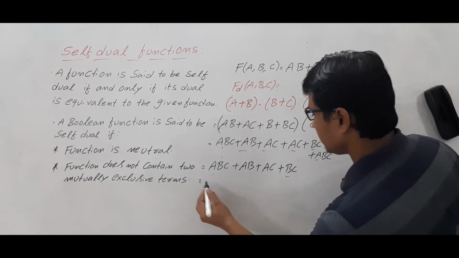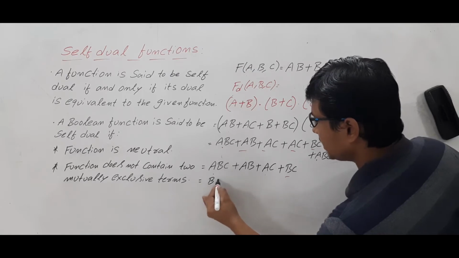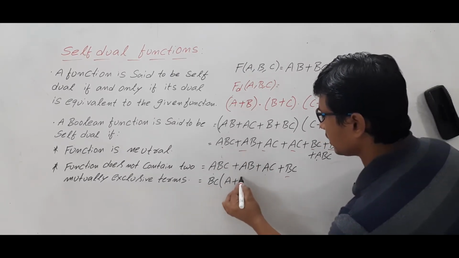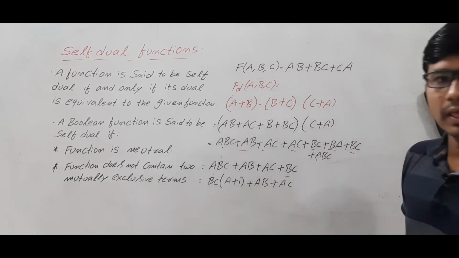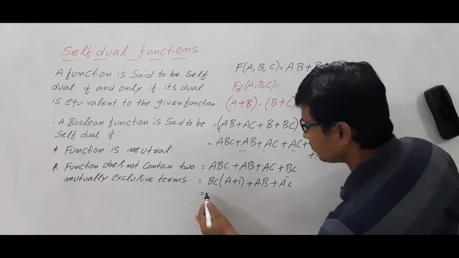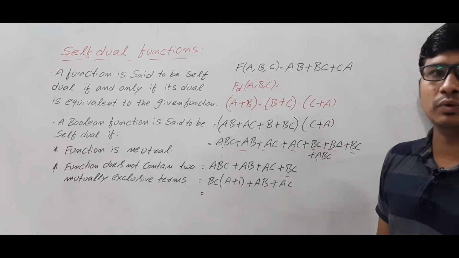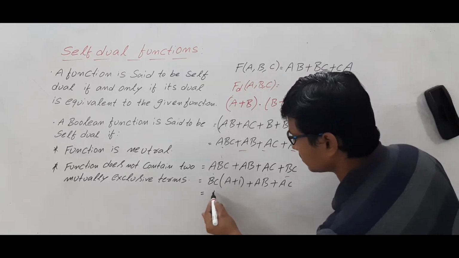How can I simplify it? If I take B and C common from this, it will be A or 1. Am I right or wrong? Now if I simplify it further, 1 or A is equal to what? 1 only. And 1 and something will be the same thing.